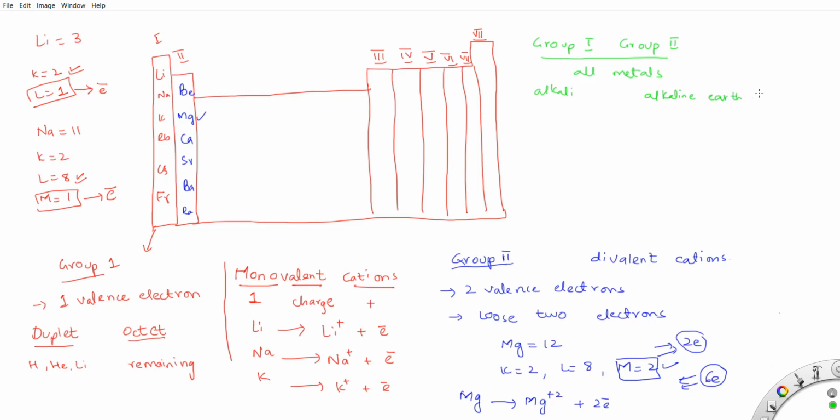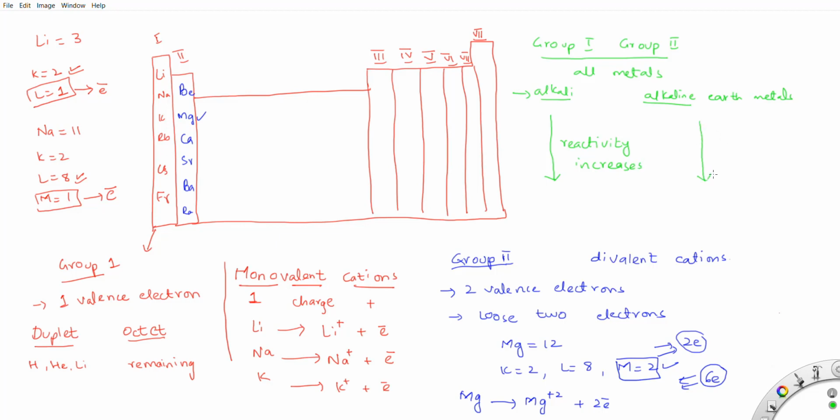And we would be discussing this term alkali later on in acids and bases. For now, it's only factual knowledge, group 1 and 2. Now, if you move down the group, in group 1, the reactivity increases. Same goes for group 2.